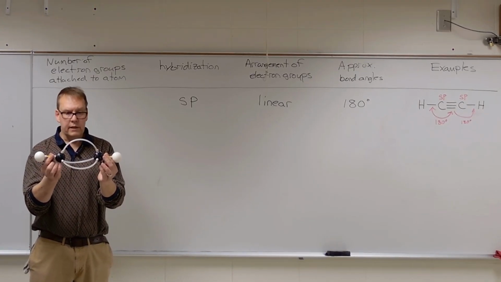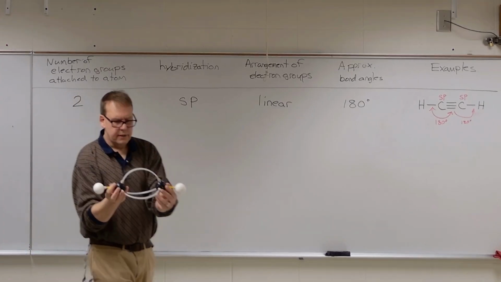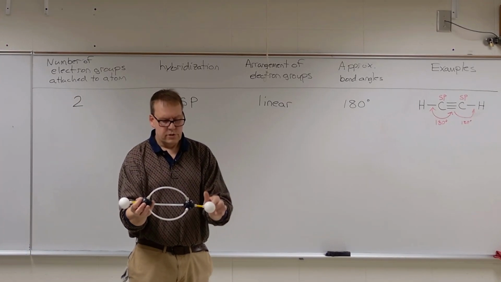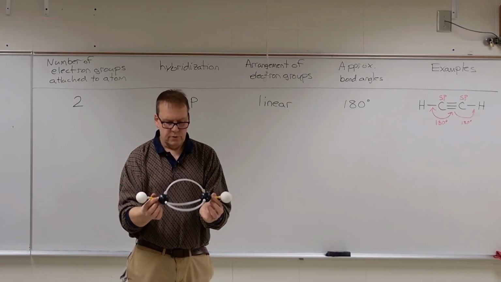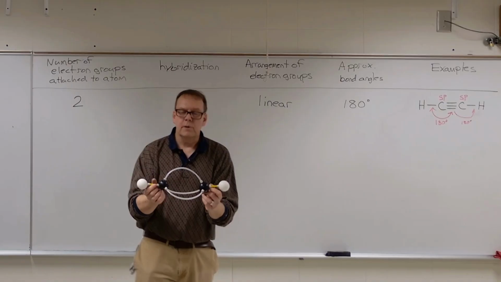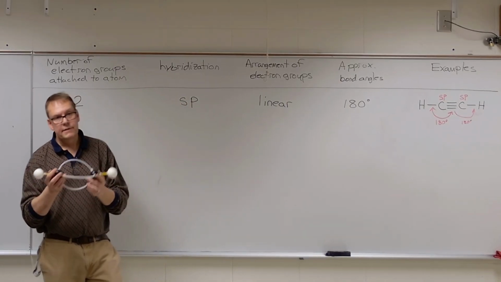It's a linear molecule. If you look down it, you can look down the bonds or look down the hydrogens, and they're all in a row. Hydrogen, carbon, carbon, hydrogen. And you can rotate it like this, and they're all in a line. It's linear. 180-degree bond angles. That's acetylene.